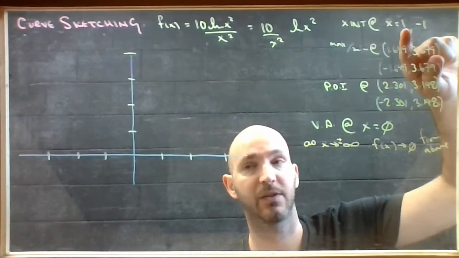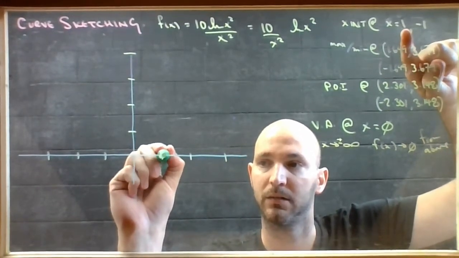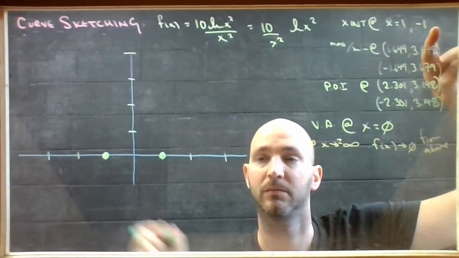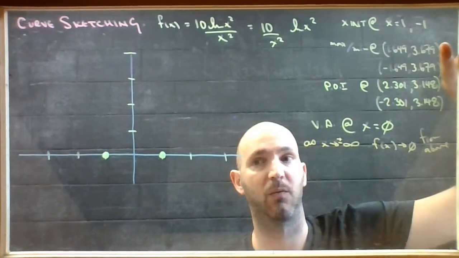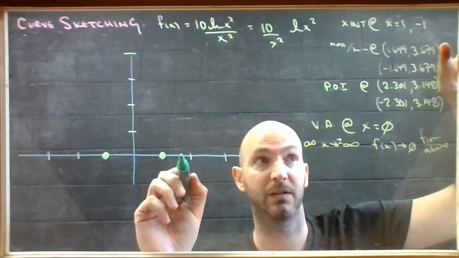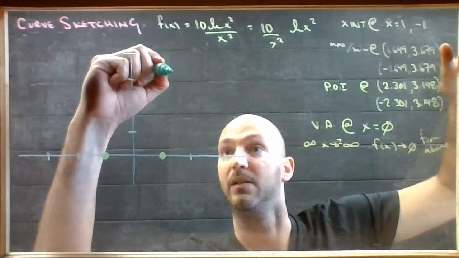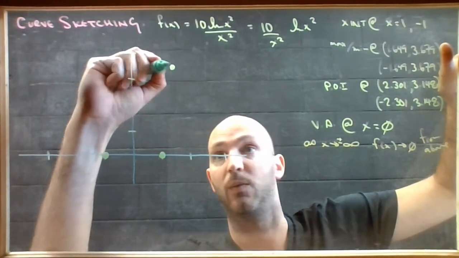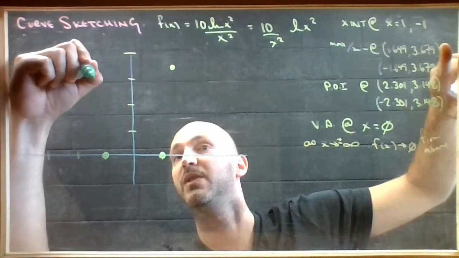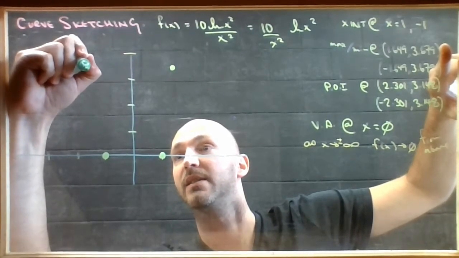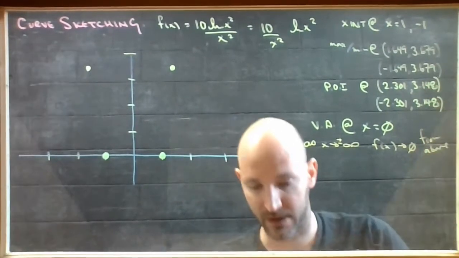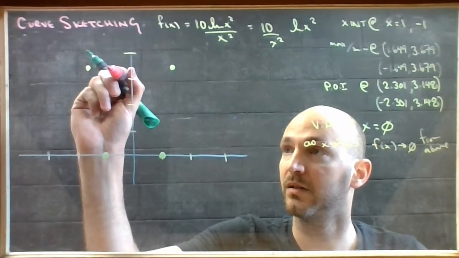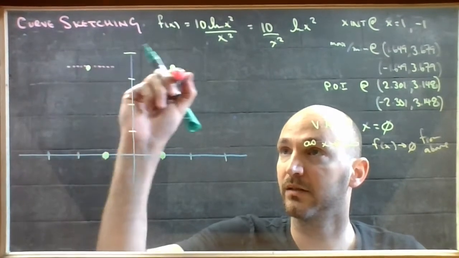I have x-intercepts at 1 and at -1. I have a maximum at 1.6, that's about here, and 3.6, which is about here, and one in precisely the same position on the other side, that's about here. And to remind myself that those are maximums, I'm going to draw a line like that.